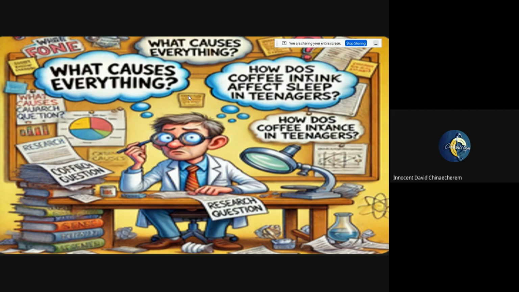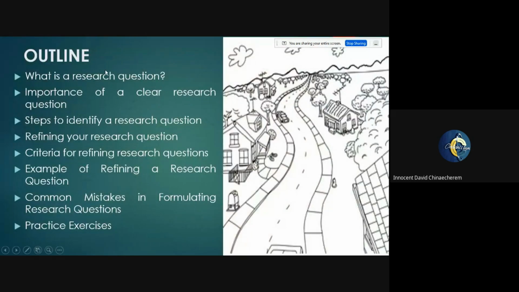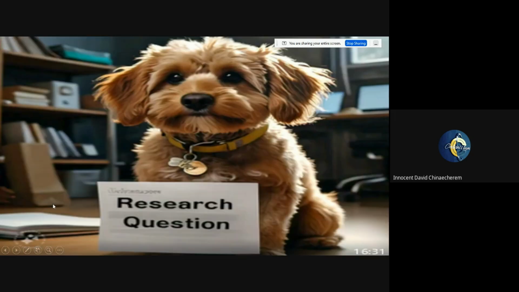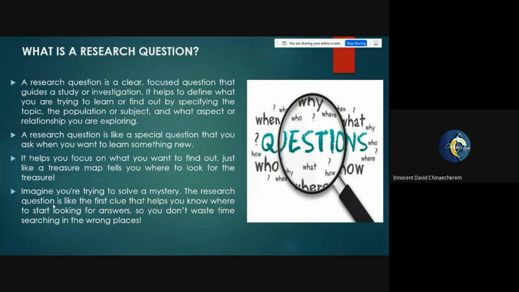Now, remember that in our outline here, we have already detailed that we're going to be talking about what a research question is, the importance of a clear research question. I'm also going to look at the steps to identify a research question, how to refine it, the criteria, examples, and common mistakes. Now, we come into the lecture properly here to ask a question.